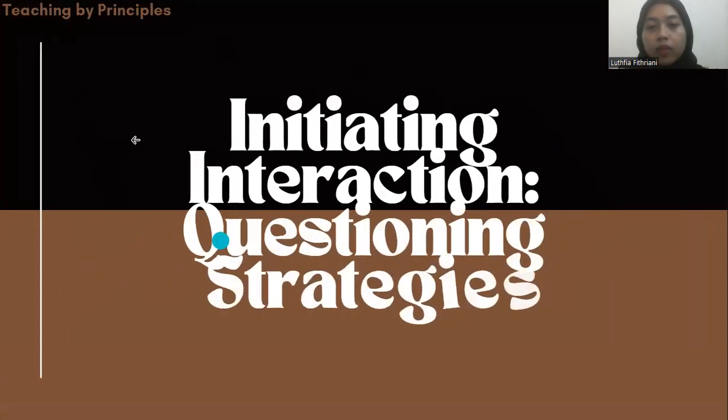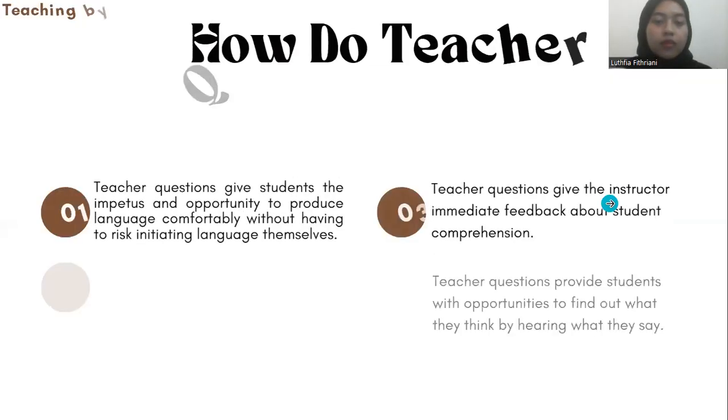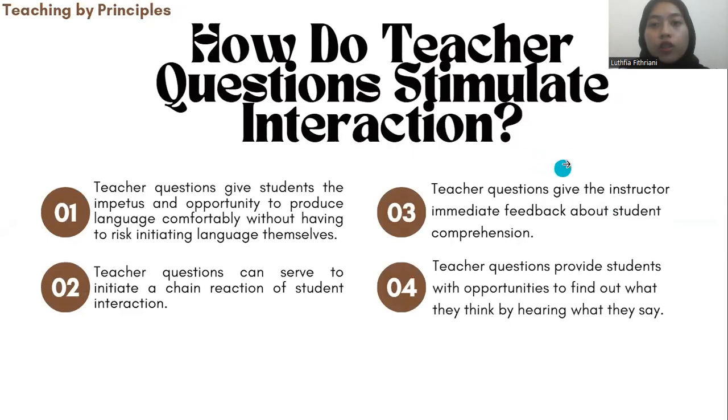Let's move to the second topic, initiating interaction, especially questioning strategies. How do the teacher's questions stimulate interaction? The teacher question gives students the impetus and opportunity to produce language comfortably without having to risk initiating language themselves.